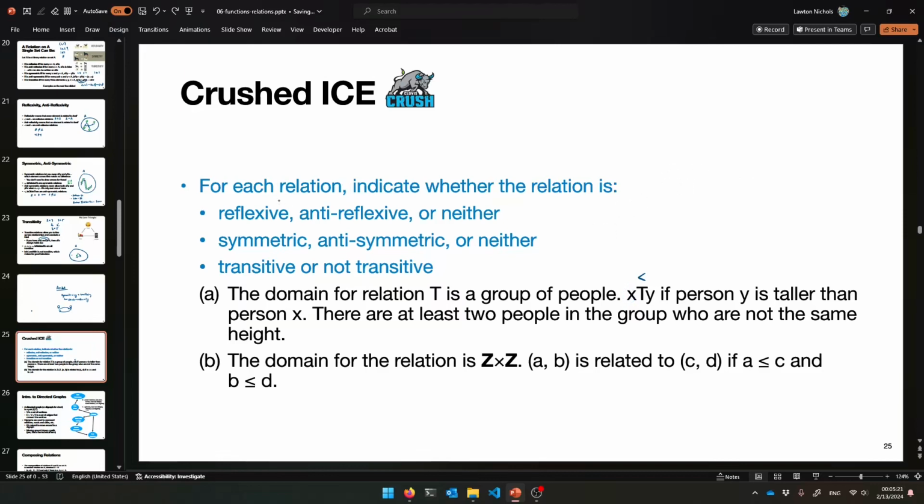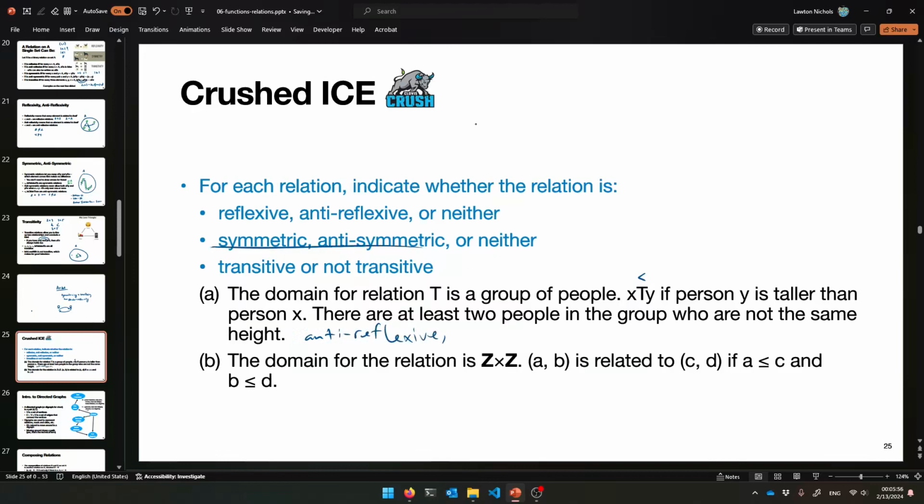Well, is it reflexive? First question. Is it ever true that a person is taller than themselves, or smaller than themselves? Is that ever possible? No, I don't think so. So that means, if you think about it long enough, that it's anti-reflexive. A person cannot be taller than themselves. It's impossible. So it's totally anti-reflexive for the first one. It's never true. I hope you see that.